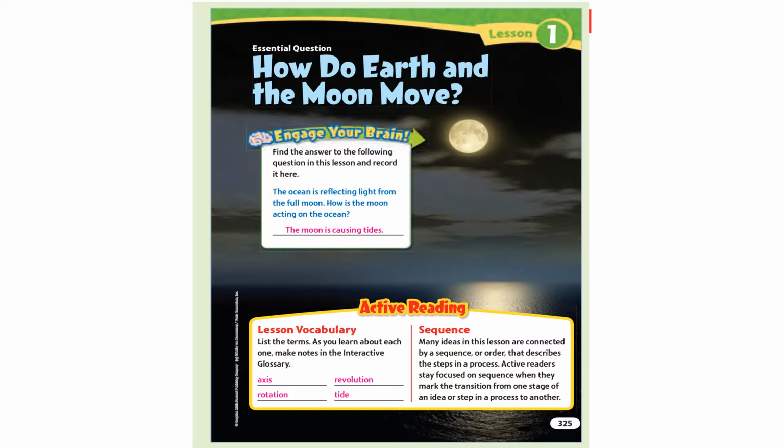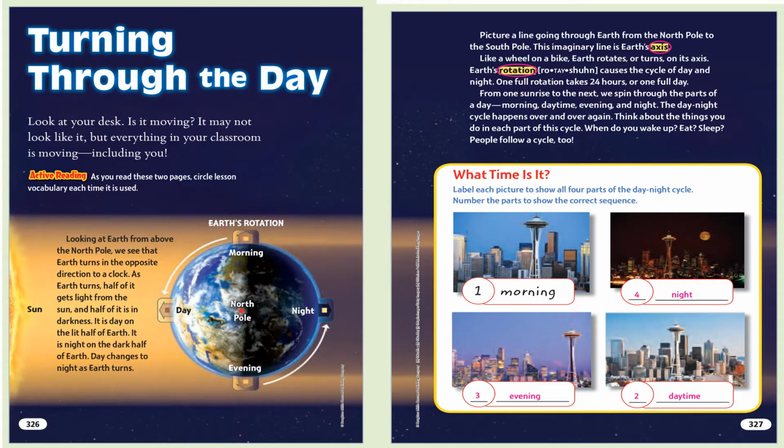Sequence. Many ideas in this lesson are connected by a sequence, or order, that describes the steps in a process. Active readers stay focused on sequence when they mark the transition from one stage of an idea or step in a process to another. Turning through the day. Look at your desk. Is it moving? It may not look like it, but everything in your classroom is moving, including you. Active reading. As you read these 2 pages, circle lesson vocabulary each time it is used.